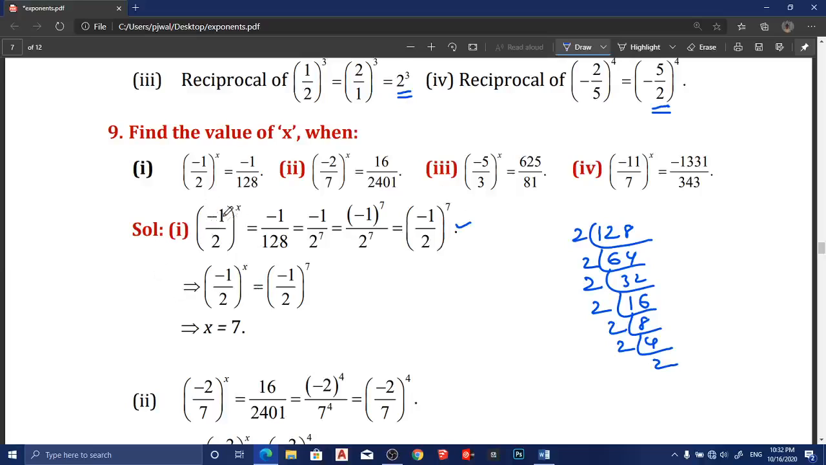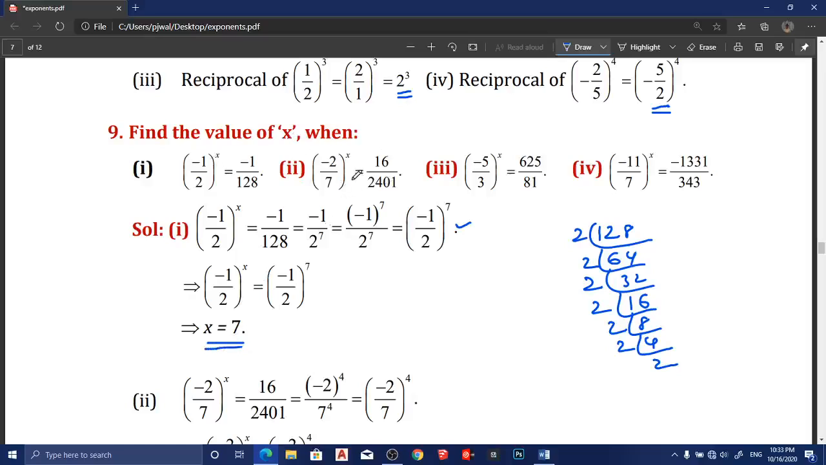So now you observe here. This is left hand side, which is minus 1 by 2 to the power of x, which is equal to minus 1 by 2 to the power of 7. Observe here, what is the base for this exponent? Minus 1 by 2. Exponent is x here. Here the base is also the same, minus 1 by 2, and the exponent is 7. Since the bases are equal, you can equate the powers. Already I told you this rule. Since the bases are equal, equate the powers. So now what is the x value here? 7. So find the value of x means this is the x value. x is equal to 7.